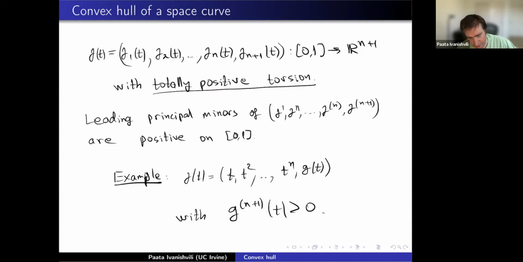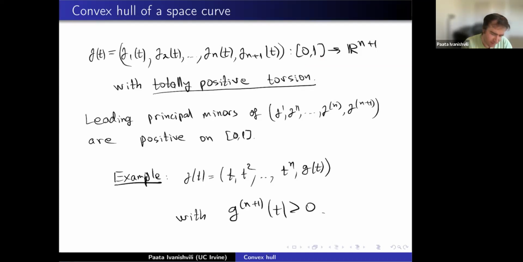I showed you what it means in 3 by 3. In n+1 by n+1, it's absolutely the same thing. You just run through all the leading principal minors and check that they have a positive sign. I have 0, 1, but it's not important. You can put any interval a, b by scaling. So for simplicity, let's write 0, 1.